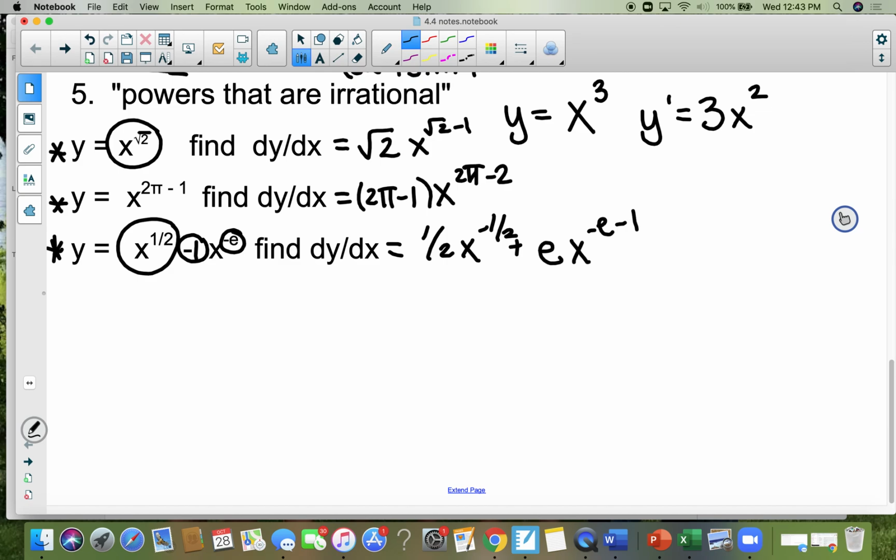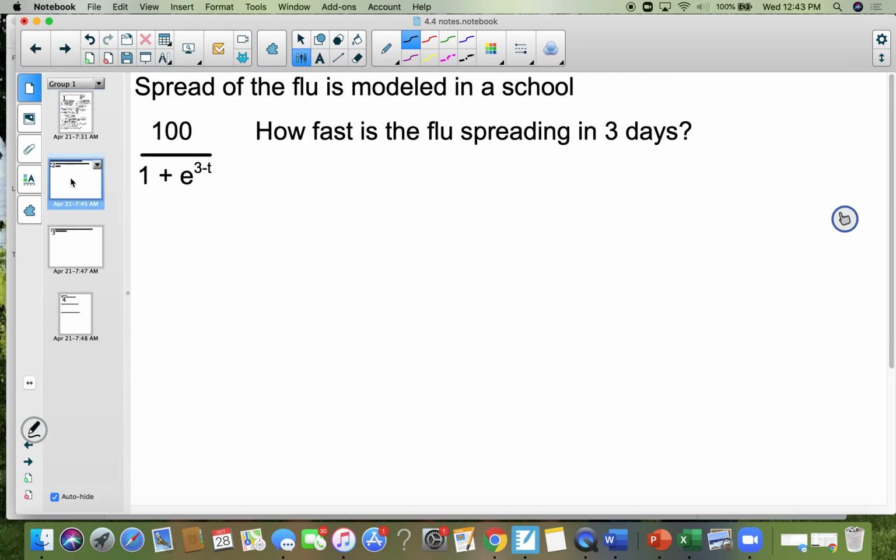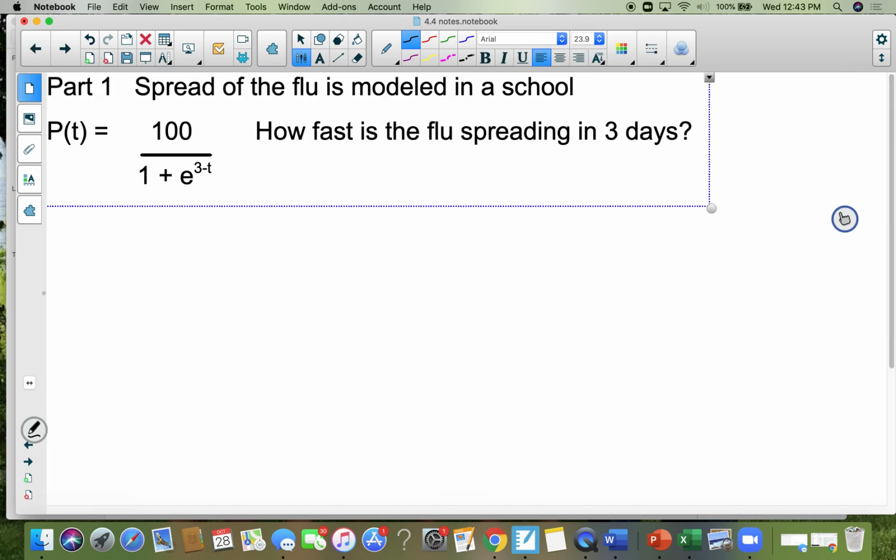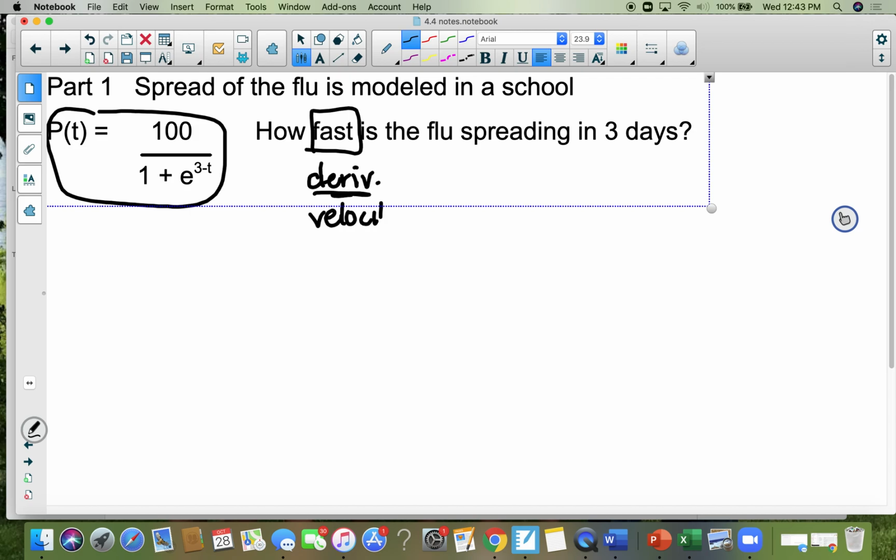Okay, those are all the rules, and the last 3 are just going to be using these rules. So, part 1, the spread of the flu is modeled in a school, and this is the function. How fast means find the derivative. Derivative, velocity, how fast, that means you're trying to find p prime of t, and this is a fraction, so you're going to use the quotient rule.